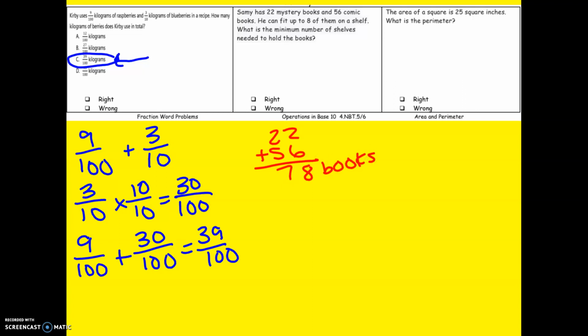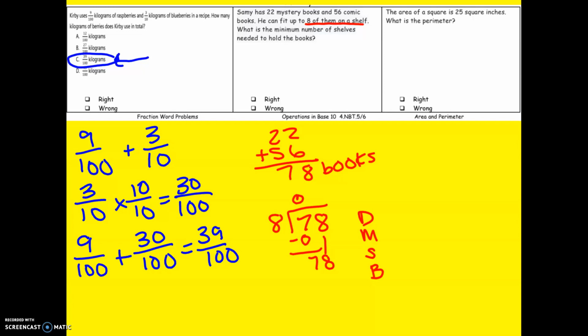Next, I need to divide by the number of books that can fit on a shelf, which is 8. So I'll do 78 divided by 8. Remember, our steps are divide, multiply, subtract, and bring down. 8 can't go into 7, so we say it goes in 0 times, which equals 0. We subtract, bring down. Okay, that didn't really help us. We'll just have to use our times tables to figure this out.